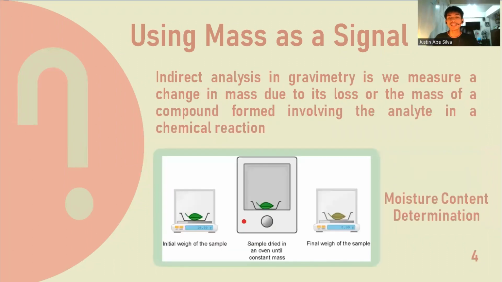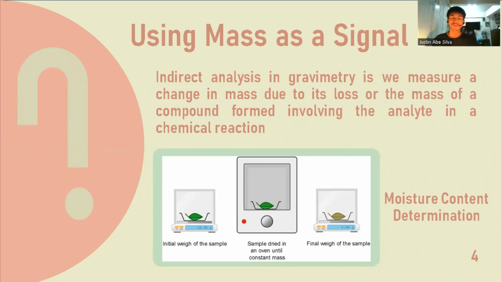As for the indirect analysis, we are to measure the change in mass that is due to the loss or the mass of the compound formed involving the analyte in a certain chemical reaction. Normally we are going to use a certain external condition such as heat to proceed with a certain chemical reaction. A good example of this is moisture content determination, in which we know the amount in grams of water in our sample when we expose our sample to heat.